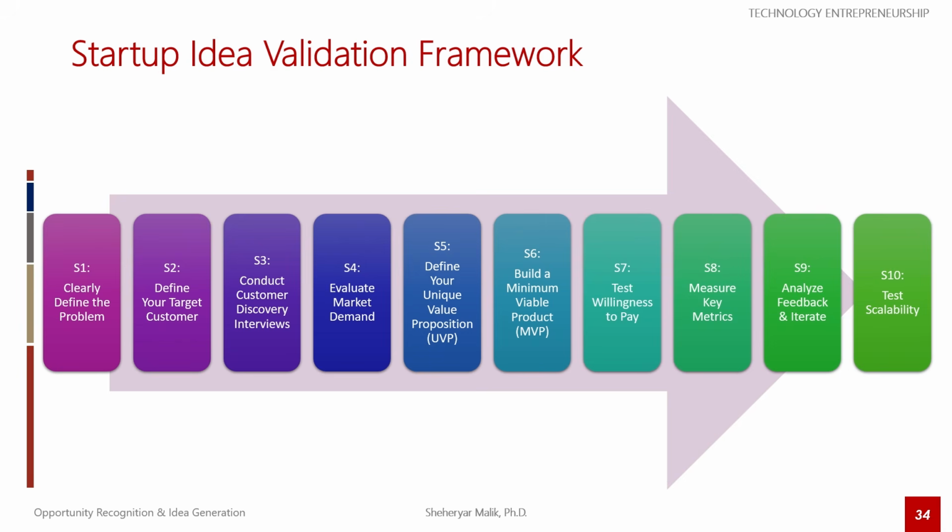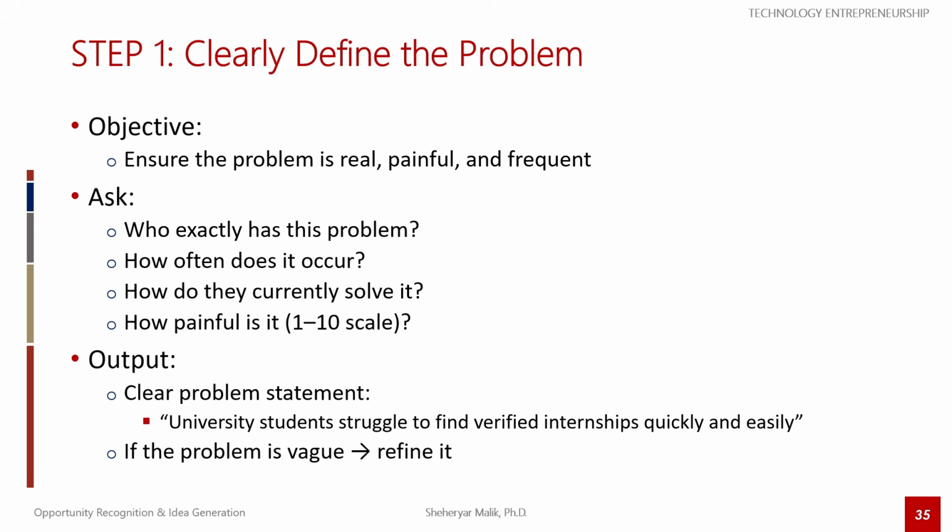So let's see all of these steps one by one. In step one, we are going to clearly define the problem. The objective of this step is to ensure that your problem is real, it's really painful, and it's occurring frequently. These are all needed because if the problem is not genuinely there, then there is no business. If it is not painful, probably the customers are not going to be willing to pay. And if it is not frequent, it might mean that the market size is not that big, which is really needed eventually for your financials and all that.